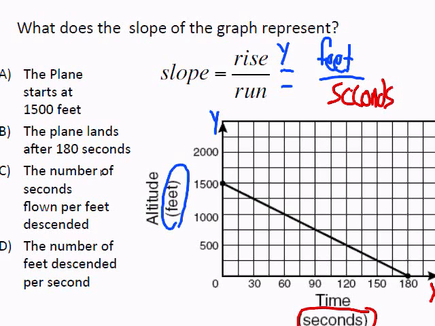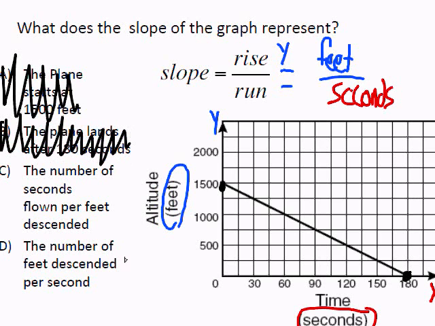Answer choice A, the plane starts at 1,500 feet. While that's true, it does not have anything to do with the slope. The slope has to do with the rate of change, how many feet per second, so A is not the correct answer choice. B, the plane lands after 180 seconds. While that is also true, it doesn't have anything to do with the slope, the rate of change. It doesn't tell you how fast the plane is rising or falling. So that doesn't fit either.